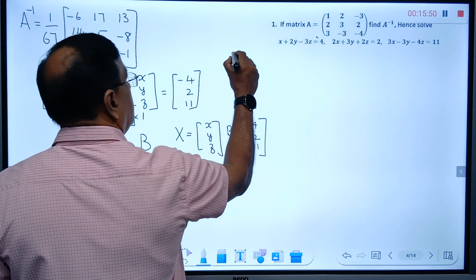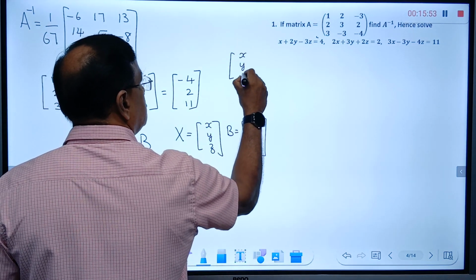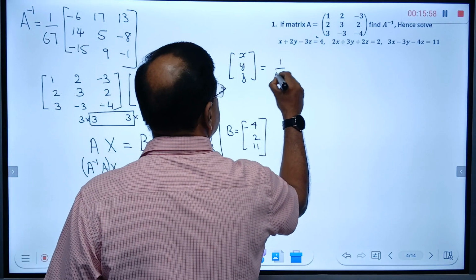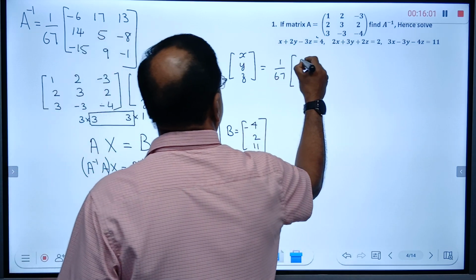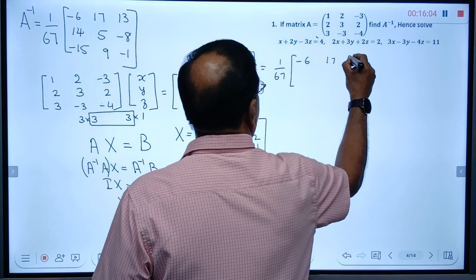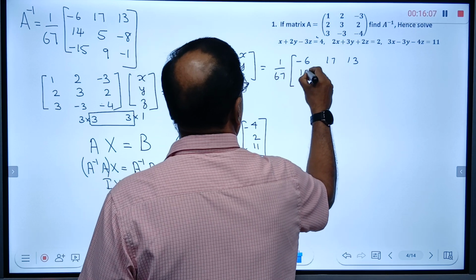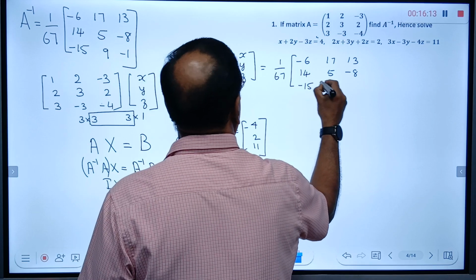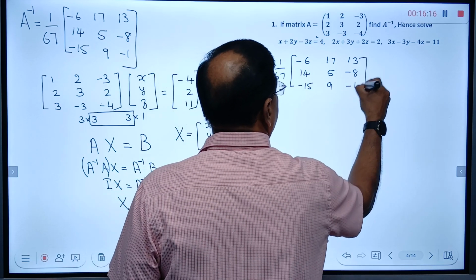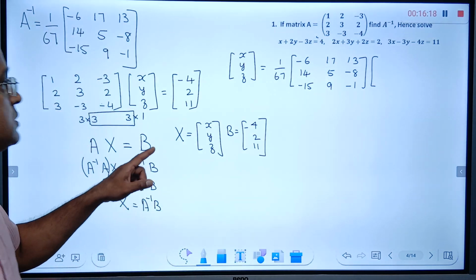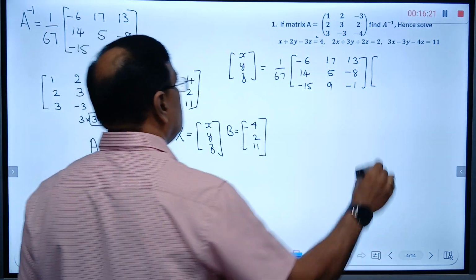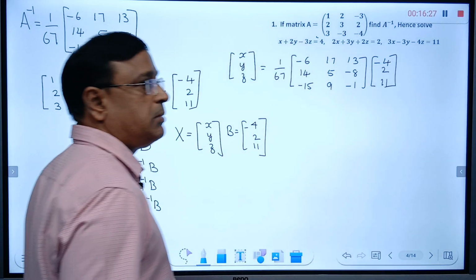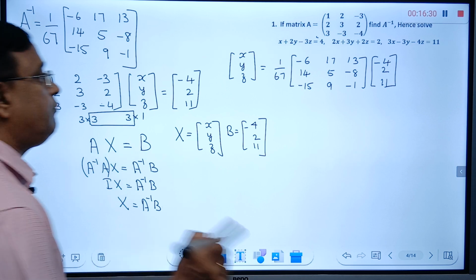Now what is X? X is x, y, z equal to A inverse. I have A inverse: 1 by 67 into the matrix minus 6, 17, 13, 14, 5, minus 8, minus 15, 9, minus 1, into, what is the constant? My constant is minus 4, 2 and 11. Now I have to multiply.